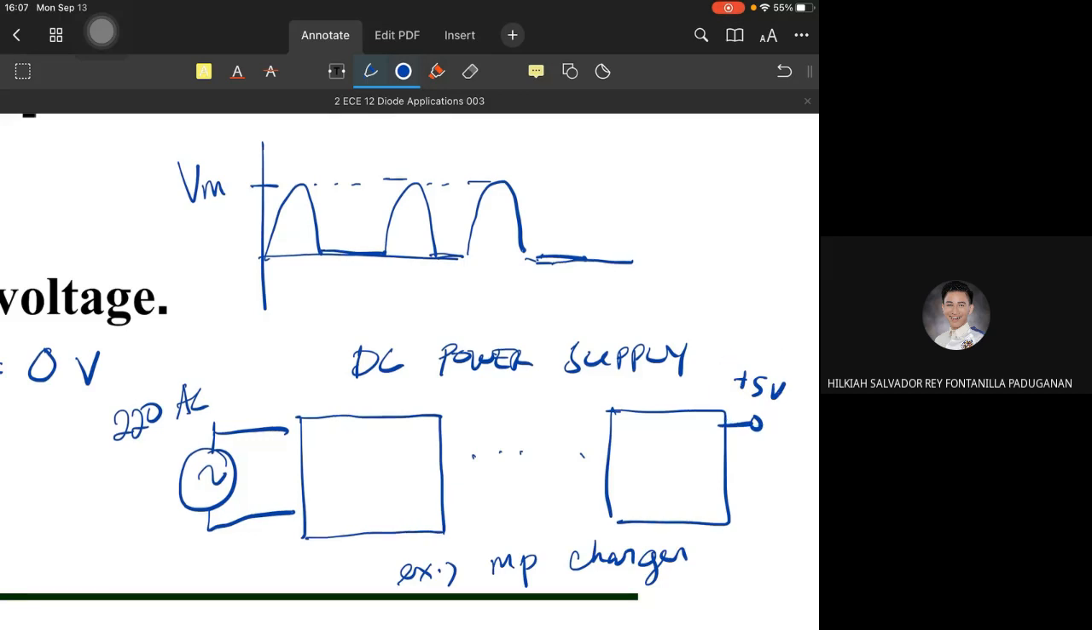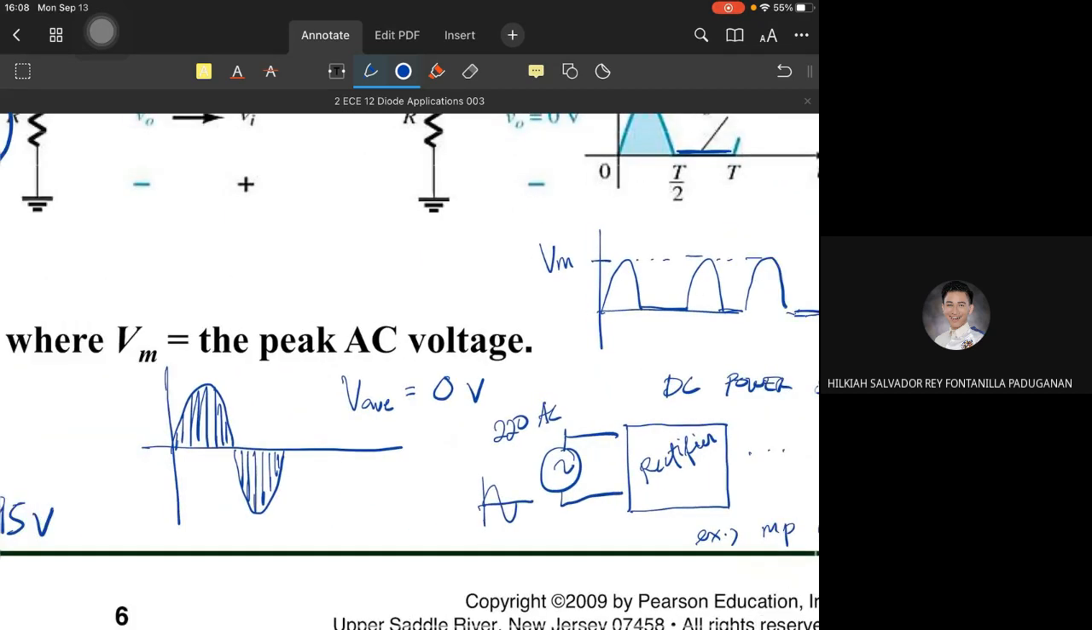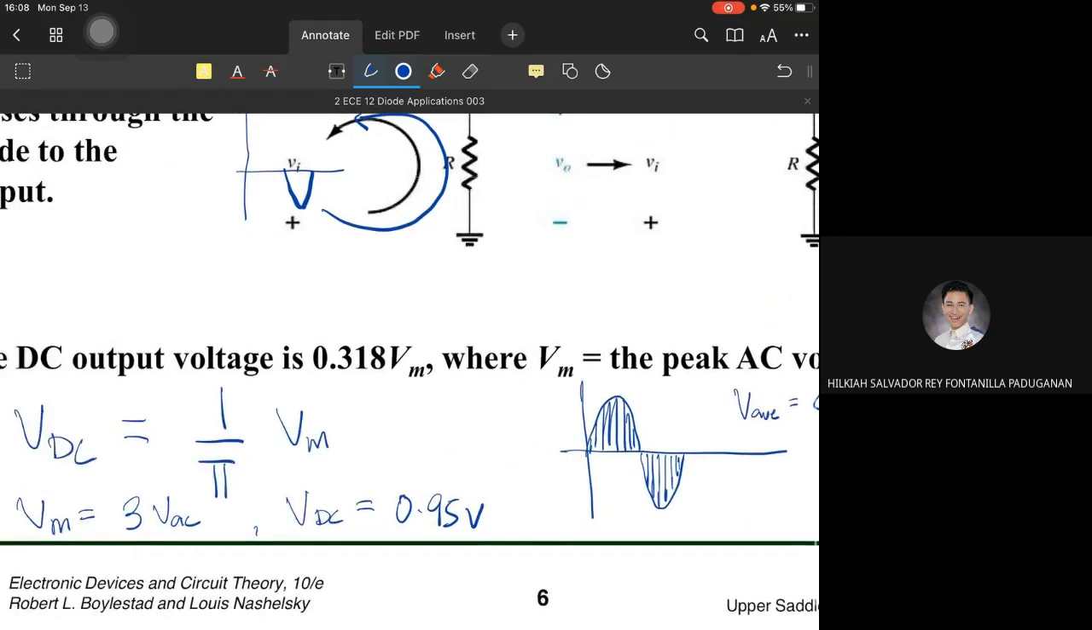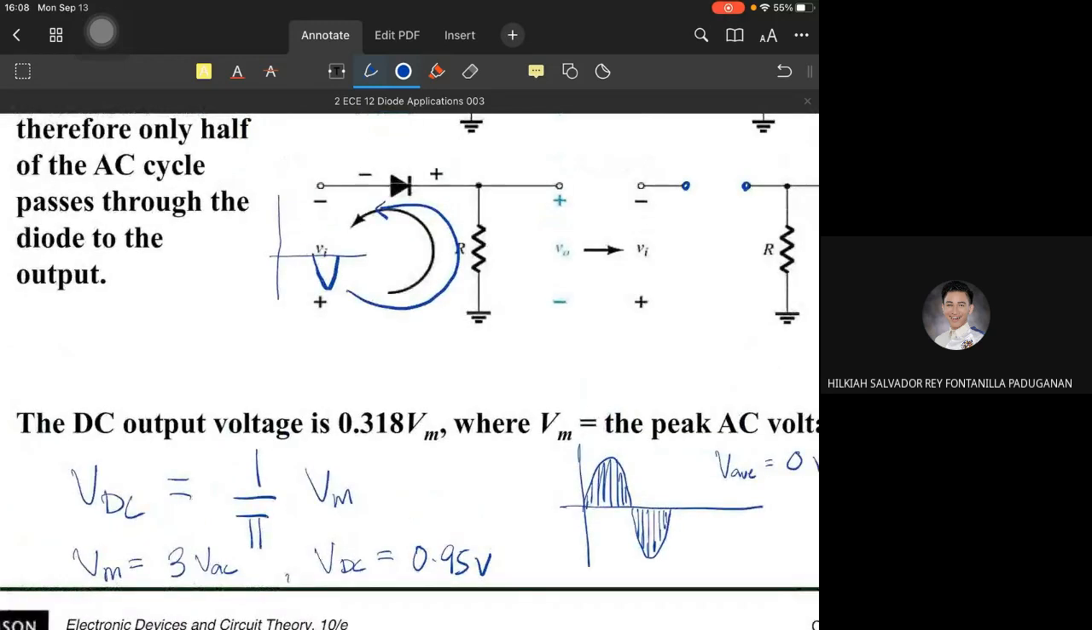So how can that be? Aside from stepping down from 220 to 5 volts, it also changes the signal from pure AC to pure DC. It involves many steps and many circuits, but the first one is the rectifier circuit, and this is it. So this is the rectifier circuit. Okay.